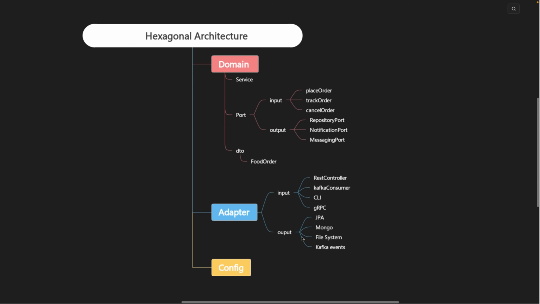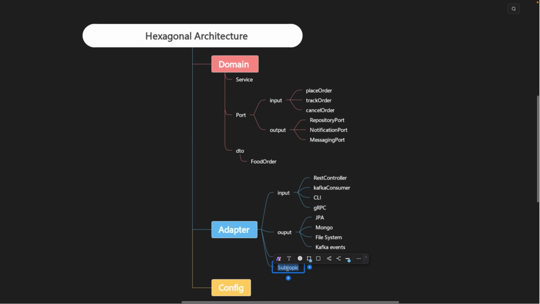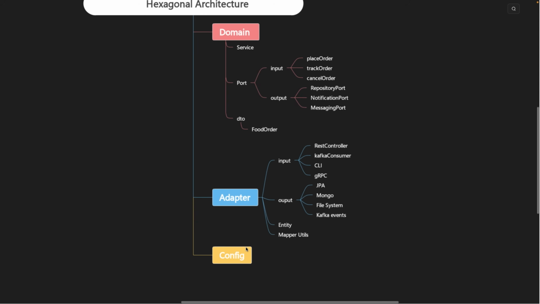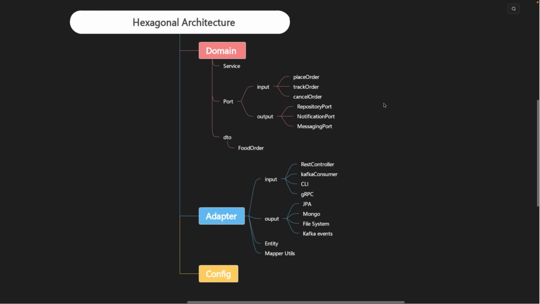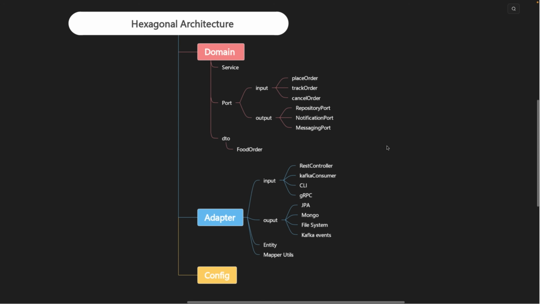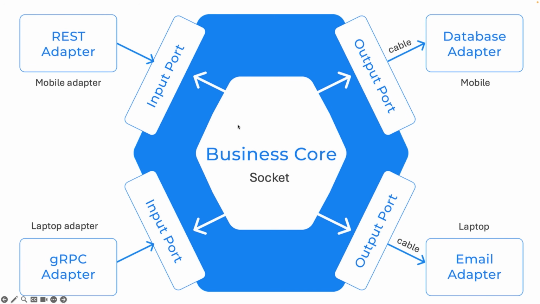Apart from this input adapter and output adapter, all the external sources which connect to your core logic, like your entity, or if you have any mapper class to convert DTO to entity or entity to DTO, or anything else which connects externally to your system, can be part of your adapter package. Okay, so this is how you need to define the package structure while creating any project following hexagonal architecture. Okay, now since you have a clear picture of project structure and also of hexagonal architecture, now let's start creating a new project.